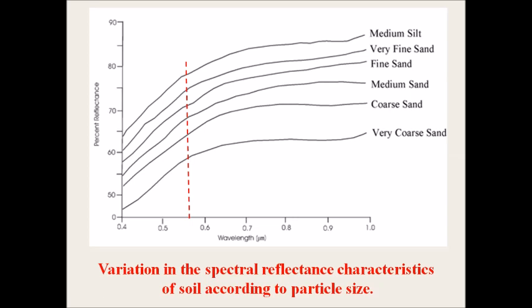Here again we have the different very coarse sand, medium sand, fine sand, very fine sand, medium sand, and you can see that at around 0.55 micrometer wavelength there is a sudden change in the reflection pattern as you move beyond this wavelength. So all of them are having different reflectance signatures, but the pattern is the same.